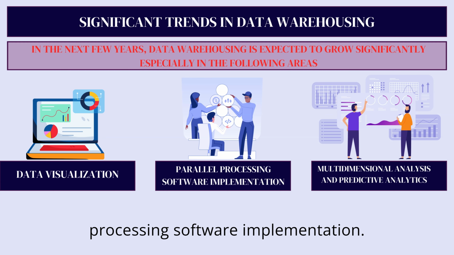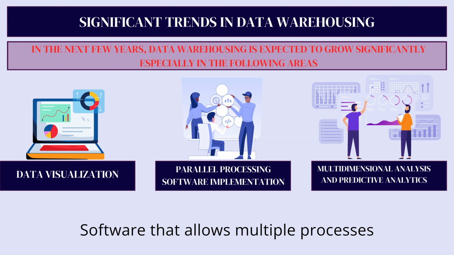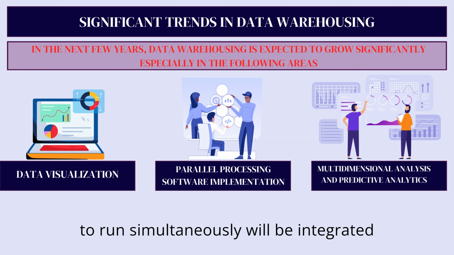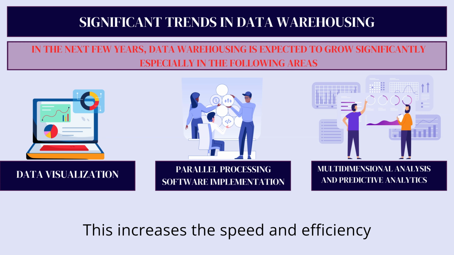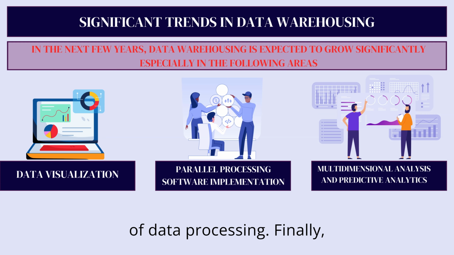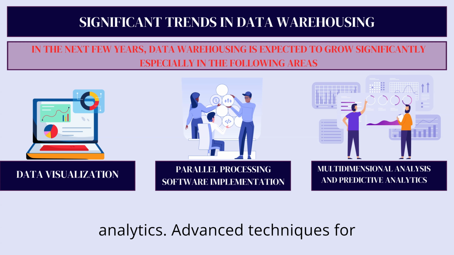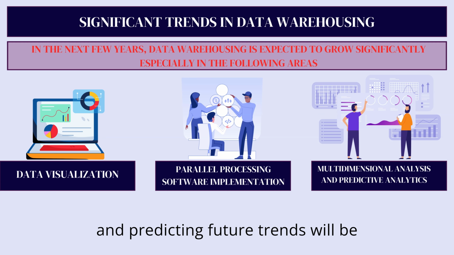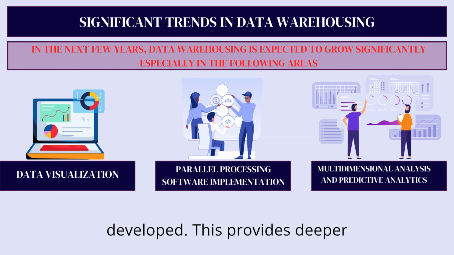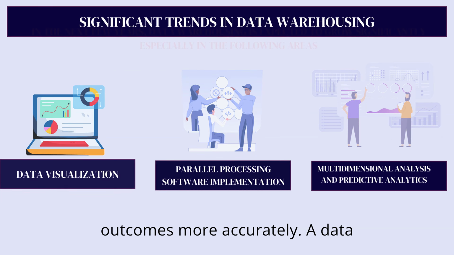Next is parallel processing software implementation. Software that allows multiple processes to run simultaneously will be integrated into data warehouse appliances. This increases the speed and efficiency of data processing. Finally, multidimensional analysis and predictive analytics. Advanced techniques for analyzing data from multiple perspectives and predicting future trends will be developed. This provides deeper insights and helps businesses forecast outcomes more accurately.